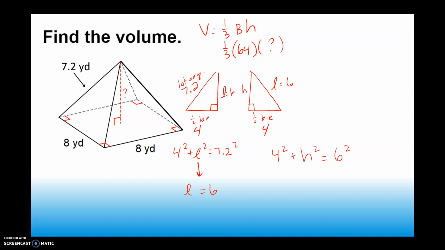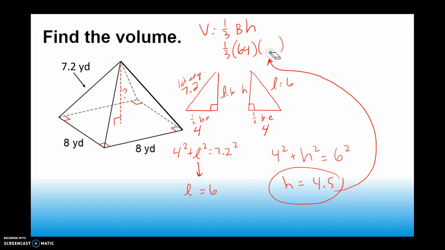So now when I solve this, I'm going to get 16, take that away from 36. So I get h to be 4.5. Now 4.5 is what I need to go in here. So now I know that the height of my pyramid is 4.5. So 4.5 here. So now I just plug this into my calculator.